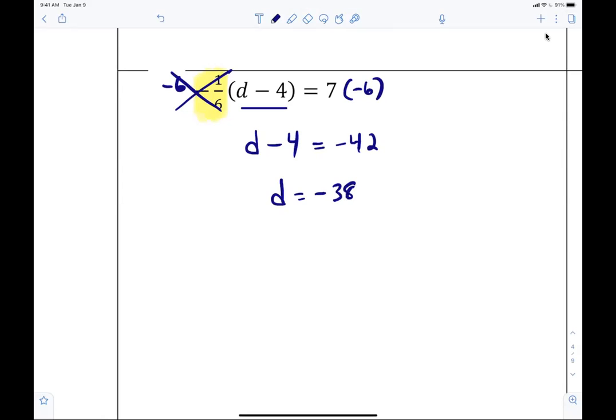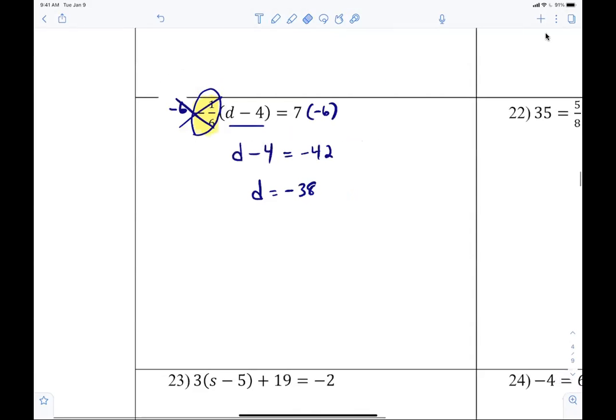I know you could have distributed the -1/6 and gotten a bunch of fractions, but don't you agree that this is a little bit easier? All right, Brennan, thank you very much. I multiplied by the reciprocal over here to get rid of the -1/6. You with me now? Hopefully you're good.